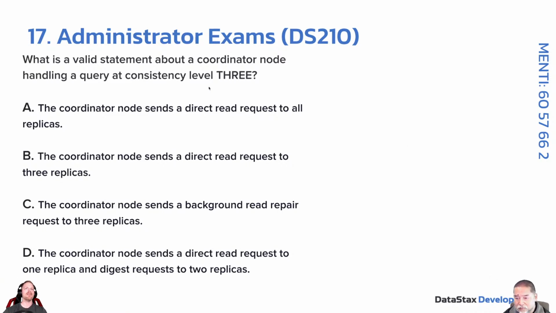All right, so what is a valid statement about a coordinator node handling a query at consistency level 3? By the way, for those of you familiar with Cassandra, and you're like, why would you use a consistency level 3? Don't pay attention to that. Look at what the question is asking you and what the potential answers here are.